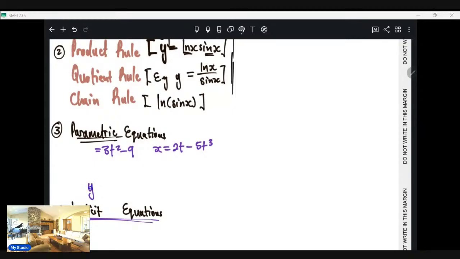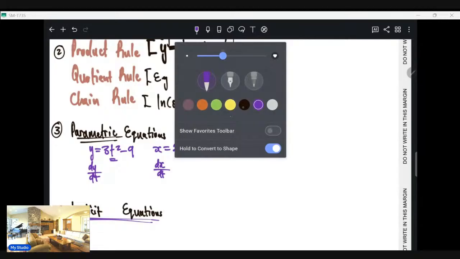You don't have y in terms of x. For you to be able to find dy/dx, you need to have y being equal to something x plus something. But here it is in terms of t, which means you can only find dy/dt. And here x is in terms of t, which means when you want to differentiate, you'll be finding dx/dt. These are what we call parametric equations. This is the situation that you'll be having.